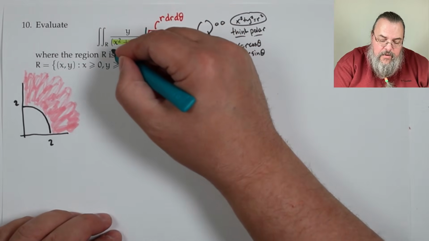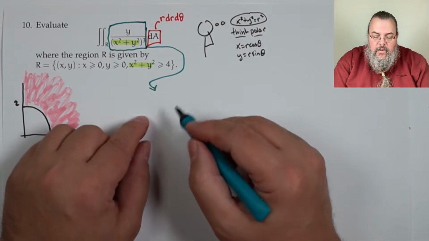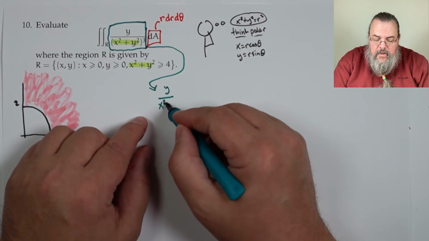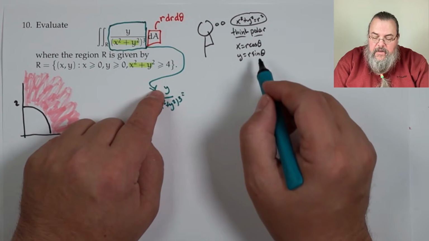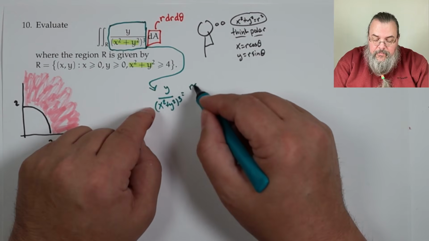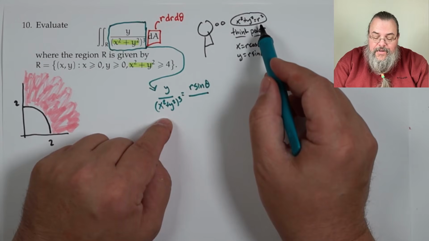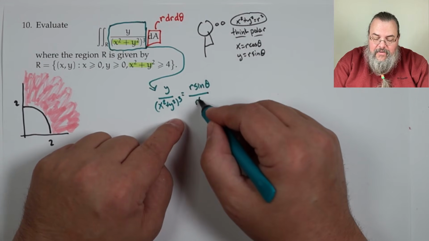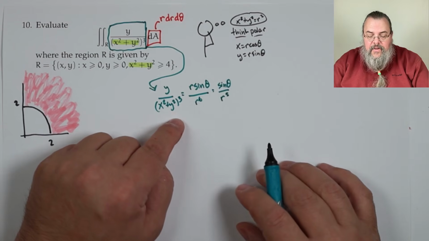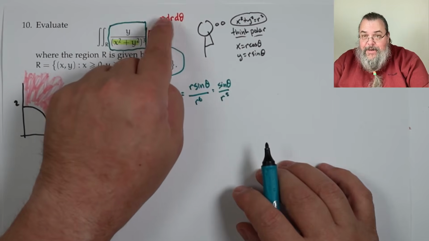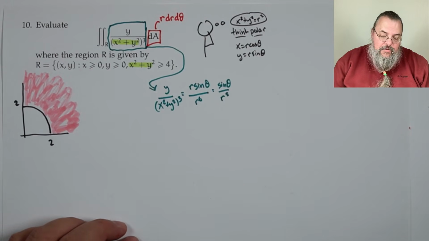This y over (x squared plus y squared) cubed. What will it become? Well, it becomes r sine theta over (x squared plus y squared, which is r squared) cubed, r to the 6. So that becomes sine theta over r to the 5th. Now that's just for the function. That's separate from that r. We haven't taken that into account yet. Now, the last thing is our region, right?